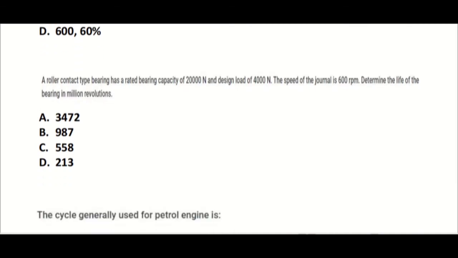Next question. A roller contact type bearing has a rated bearing capacity of 20,000 Newton and a design load of 4,000 Newton. The speed of the journal is 600 rpm. Determine the life of the bearing in millions of revolutions.